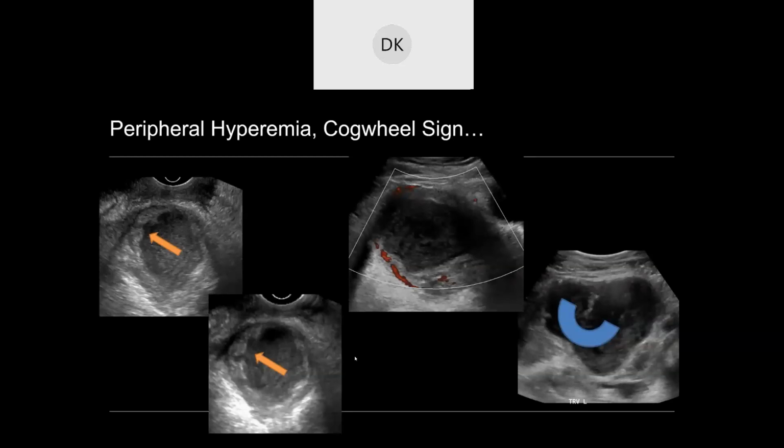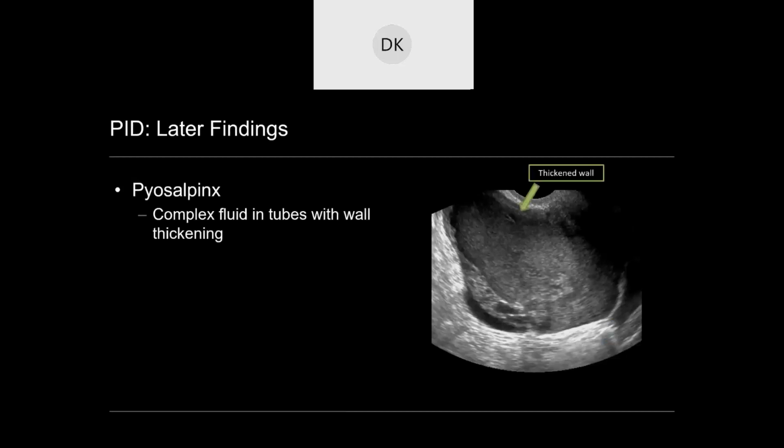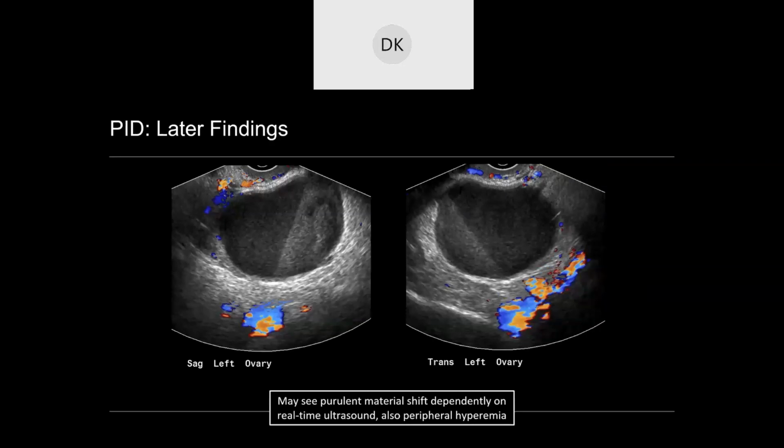So as the salpingitis progresses, that's when you start getting extension to a pyosalpinx. And this is when you get complex purulent fluid filling the tube with diffuse wall thickening, as we see in this case. And a really helpful clue is it will have a C or an S shape, which a cystic ovarian neoplasm will not typically have. And also, as the infection progresses, that purulent debris level will shift dependently as you move the patient around. And here we also have some peripheral hyperemia. This was a large pyosalpinx.